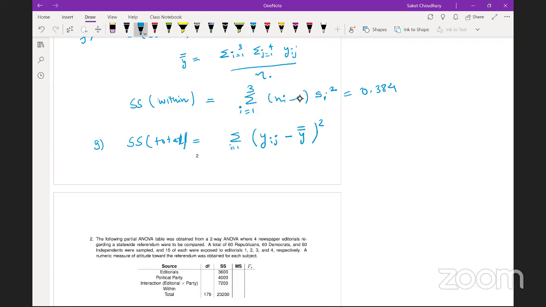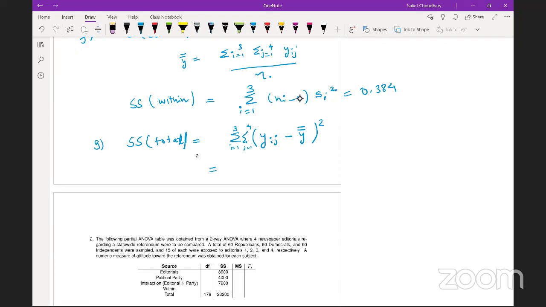Okay, so i equal to 1 to 3, there are 3 groups. j equal to 1 to 4, there are 4 observations within each group. There's no division here because it's the summation of all the values. Okay, you'll have access to these formulas, but you need to be able to understand how you actually get at this formula.